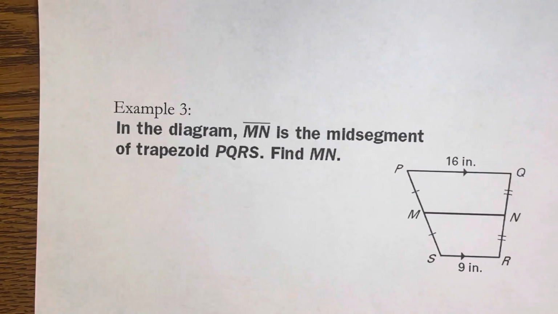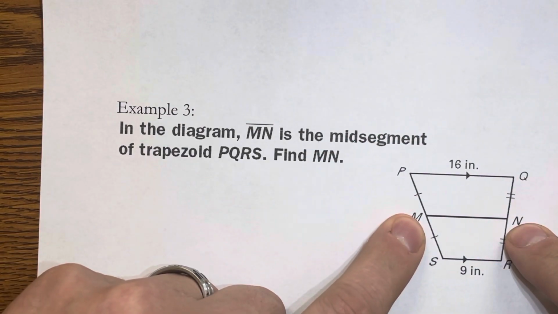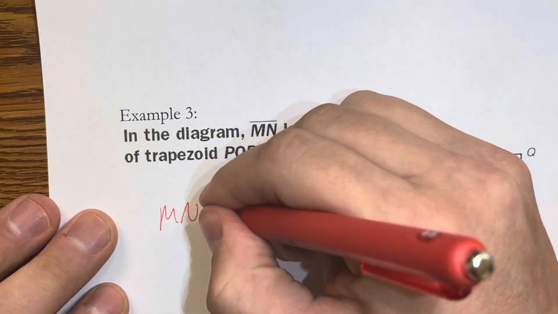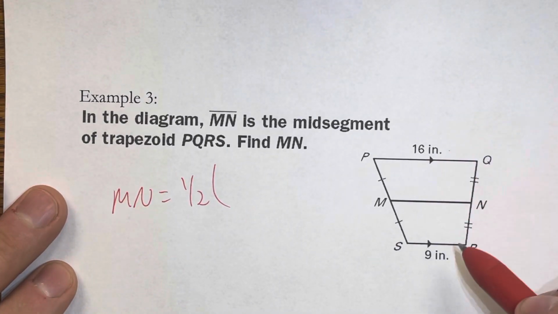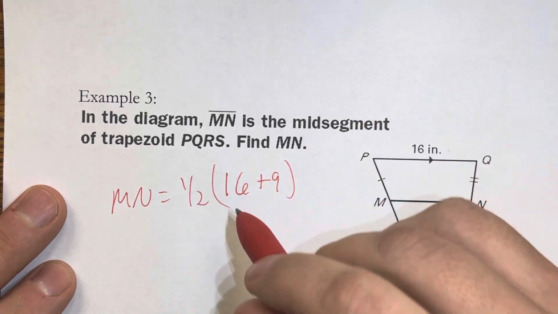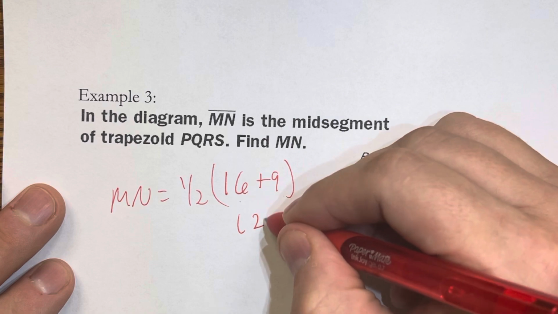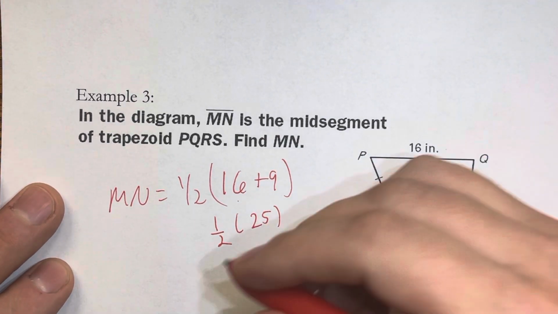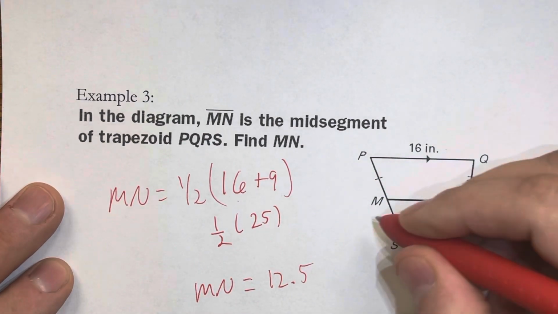So in the diagram, it says MN is the midsegment. Notice M's a midpoint, N's a midpoint. We're supposed to find the length. So it's equal to 1/2 the bases added together. So 16 plus 9. Make sure you follow the order of operations here. 16 plus 9 has to get added together first. That's 25 times 1/2. Half of 25 would be 12.5. And that's in inches.